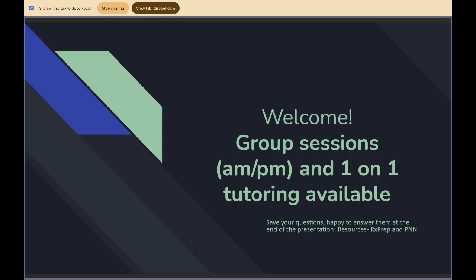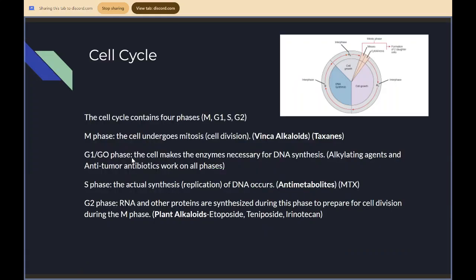We will go ahead and get started with the cell cycle. There's going to be 3 slides. They're all going to have 3 different graphics. However, they are all the same. So 4 phases in the cell cycle: we have M, G1, S, and G2. M phase is where the cell undergoes mitosis. If you recall, that is cell division. The vinca alkaloids and the taxanes are the medications that act in that phase.